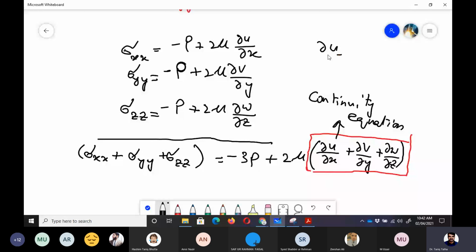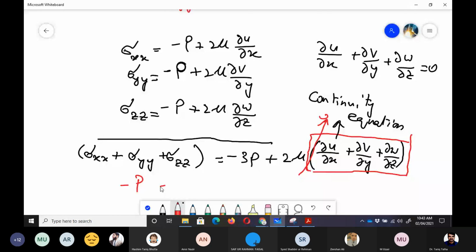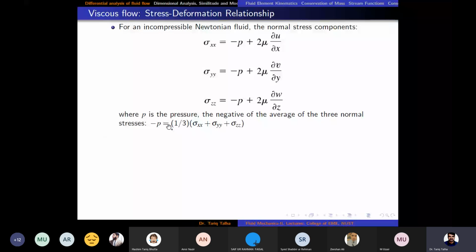For incompressible steady flow, we can write that this term is equal to 0. When it is equal to 0, then we can write that minus p is equal to 1 by 3 into sigma xx plus sigma yy plus sigma zz. Right. So now we can see how we have derived this fraction in terms of normal stresses.